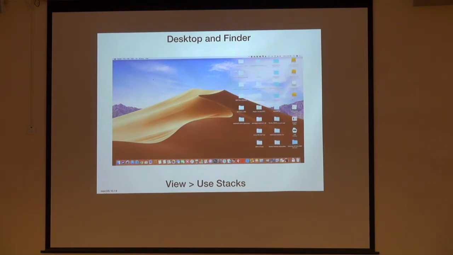But you'll notice, well, it's kind of hard to see, but there's a stack for screenshots. There's a stack for PDF files. There's a stack for JPEG files. So it'll organize this by stack based on the file type. So if you have a bunch of PDFs scattered, to open a stack, you simply click on it and it expands.